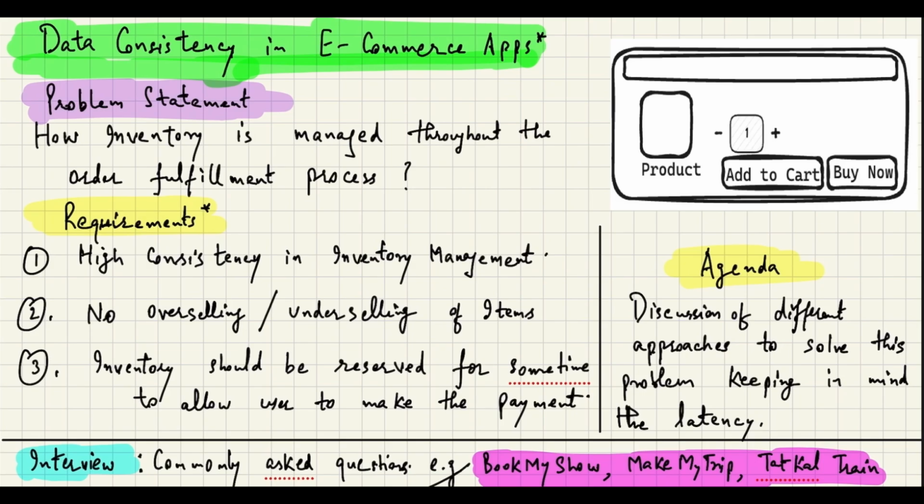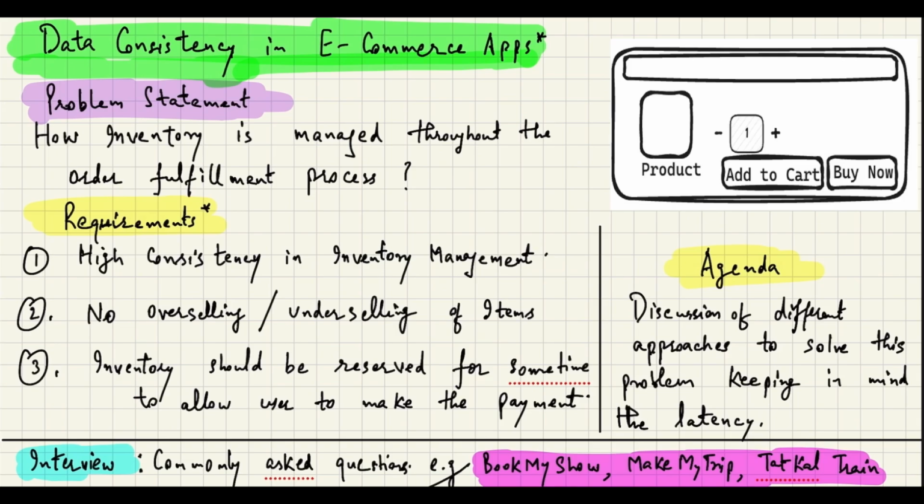So what would be our problem statement? Our problem statement is we need to manage inventory throughout the order fulfillment process, right? And what are the requirements for this particular problem statement? There should be high consistency in inventory management.